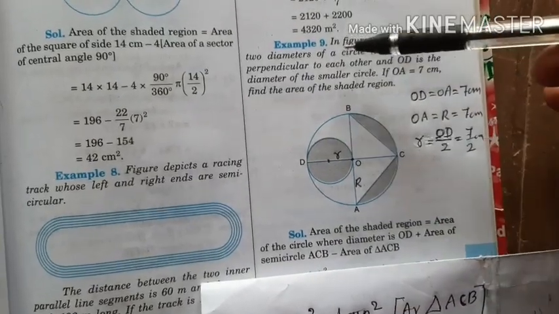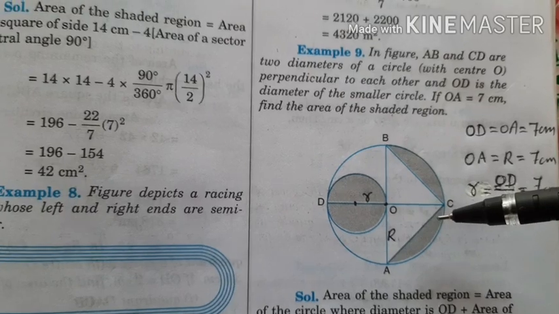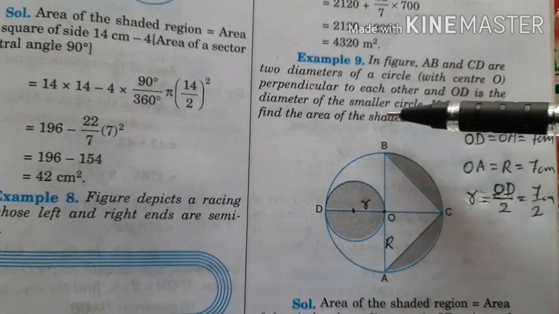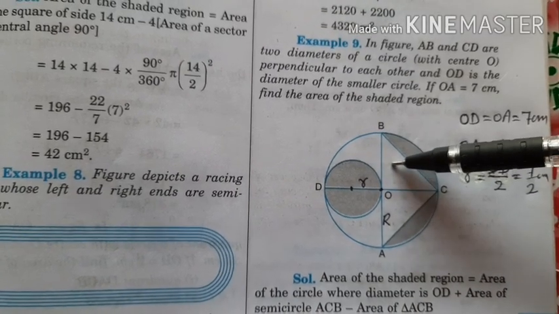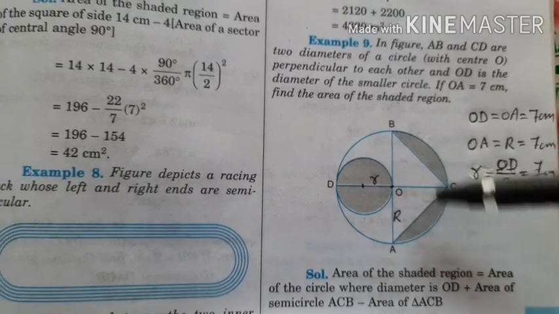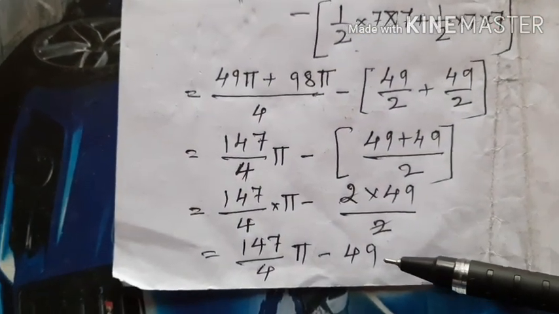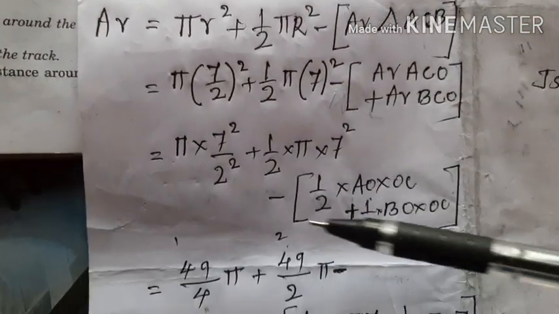Remember children, here ACB triangle is actually one triangle, but this is the combination of two triangles, ACO triangle plus BCO triangle. So separately I have found the area of this triangle and this triangle and added, therefore the area comes 49 centimeter square. Now let us come outside of this.